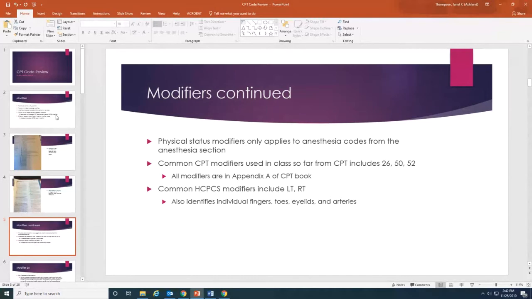Other common modifiers we've been looking at in class up to now are modifiers 26, 50, and 52, and all of these are in Appendix A. Common HCPCS modifiers we discussed include left and right.